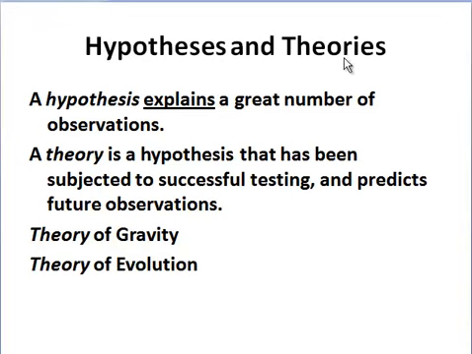Hypotheses and theories, on the other hand, explain a great number of observations. A hypothesis explains a great number of observations. A theory is just a hypothesis that has been supported through successful experimental testing and successfully predicts future observations.